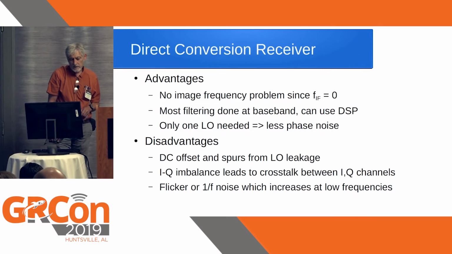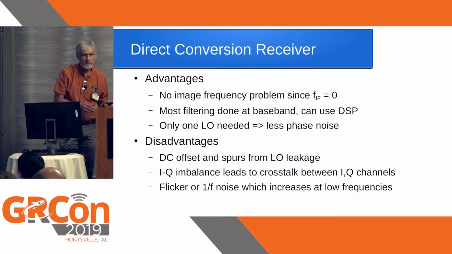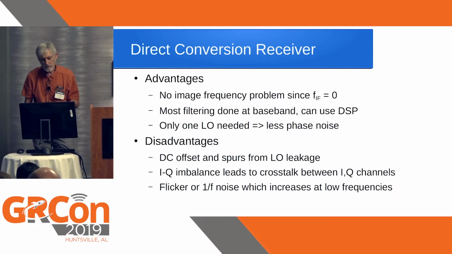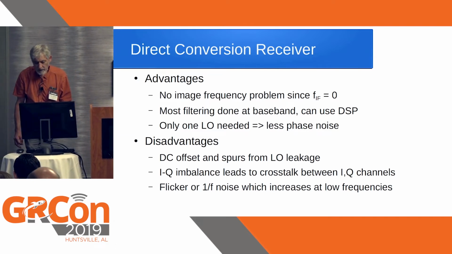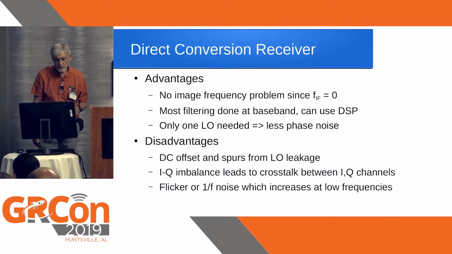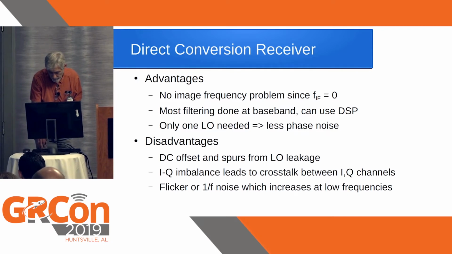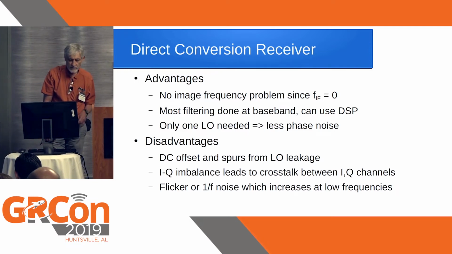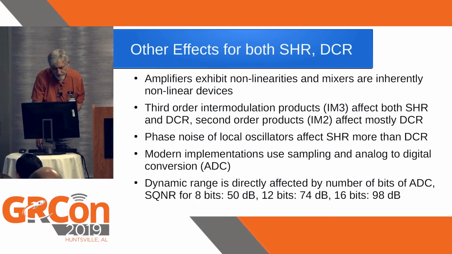Another problem is flicker or 1/f noise that you do not have at higher intermediate frequencies, but once you go down to baseband, then you're operating with low frequencies, and you're going to get some of that noise. And that affects everything. CMOS transistors, or in the old days vacuum tubes, they all are affected by 1/f noise.